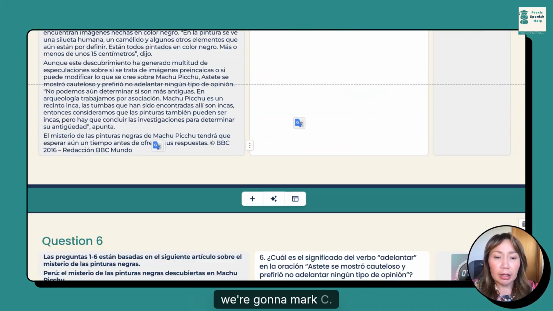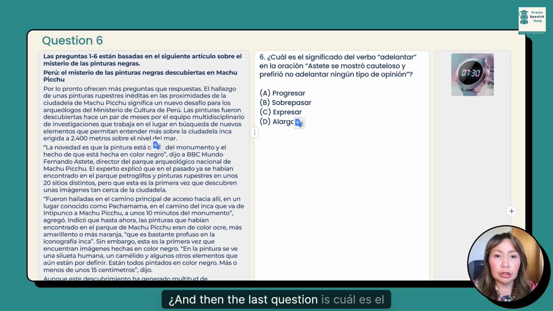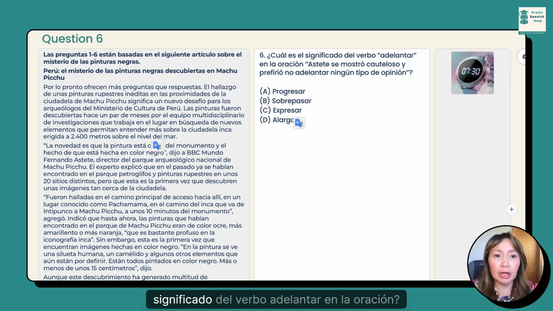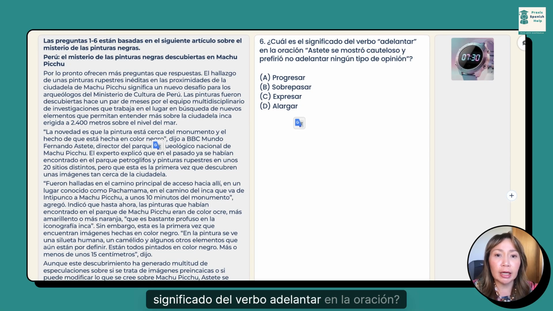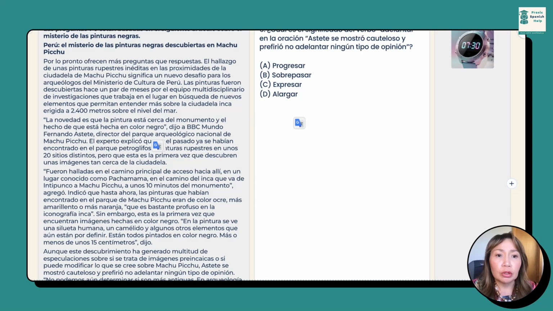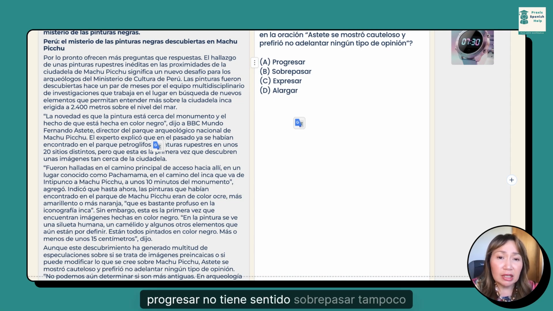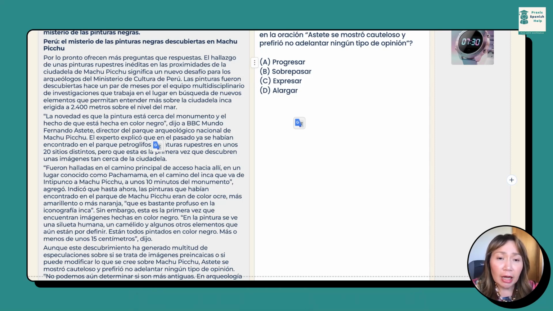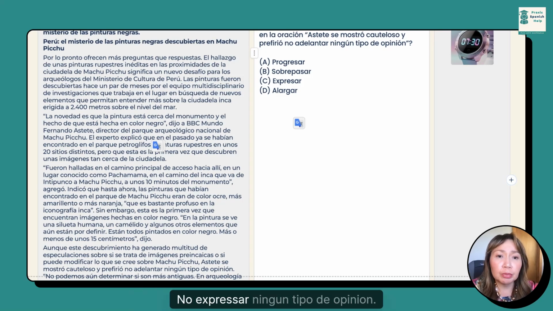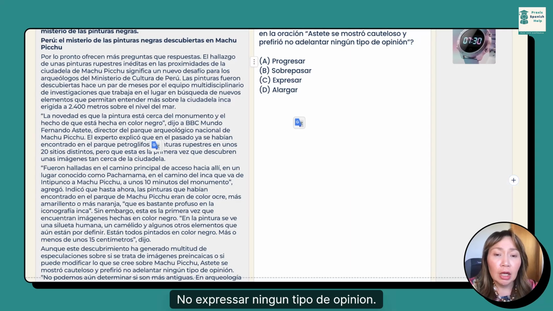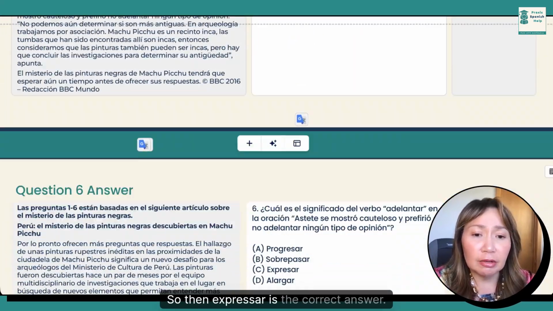We're gonna mark C. And then the last question is, ¿cuál es el significado del verbo adelantar en la oración Astete se mostró cauteloso y prefirió no adelantar ningún tipo de opinión? So, no adelantar. Again, progresar no tiene sentido. Sobrepasar tampoco. Expresar actually makes sense, right? No expresar ningún tipo de opinión. So then expresar is the correct answer.